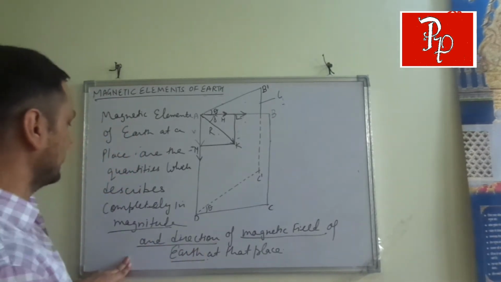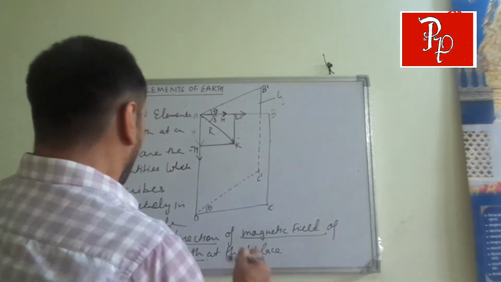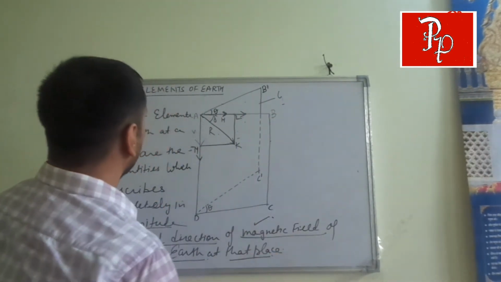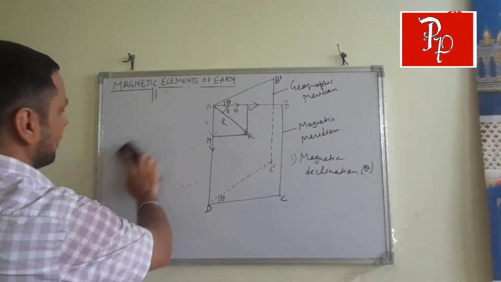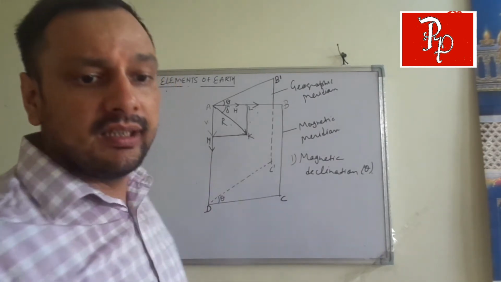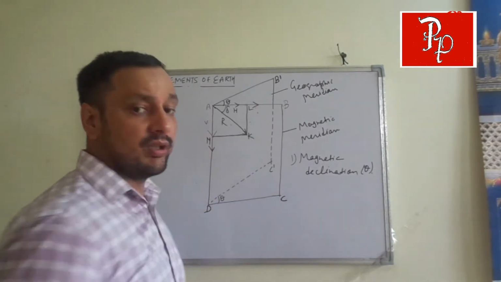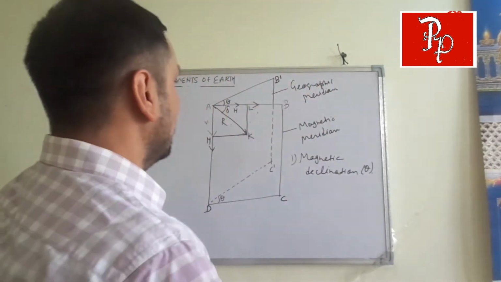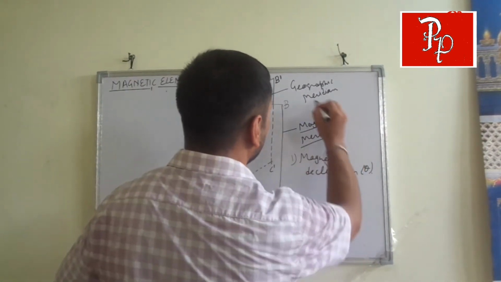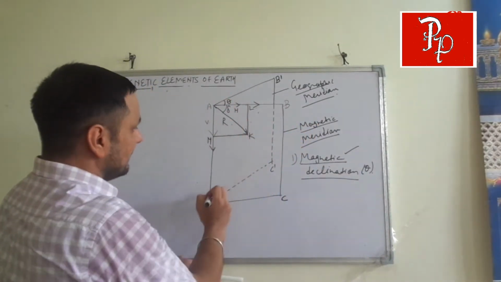तो अगर आप एक शब्द में बोलना चाहे तो जो हमें मैग्नीट्यूड और डायरेक्शन के बारे में बताए, ठीक है, of magnetic field, that is your magnetic elements. Likewise we study them. We write magnetic elements describe completely in magnitude and direction about the magnetic field of particular place of earth, and that is with the help of these two things, magnetic meridian and geographic meridian.